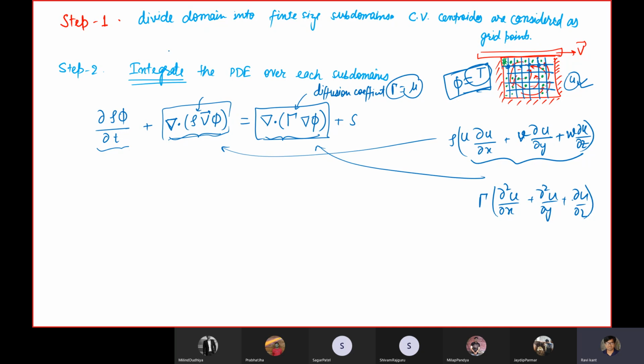So I have divided my subdomains, and let's consider that this particular subdomain is my domain of interest. Let me zoom in on it. By zooming in, let's suppose I have some domain, and this domain has the volume dv, a small volume.